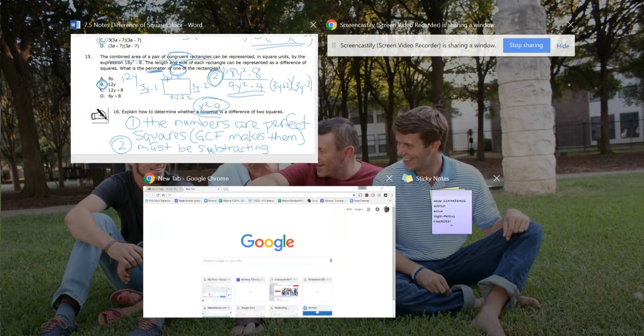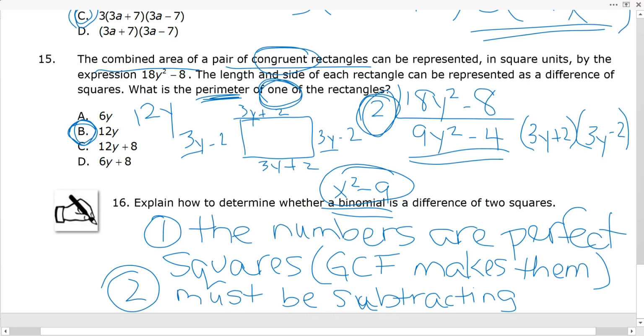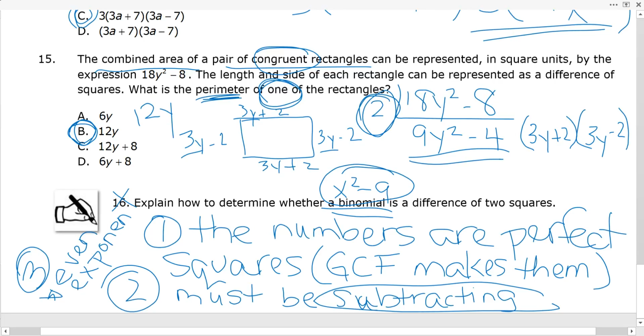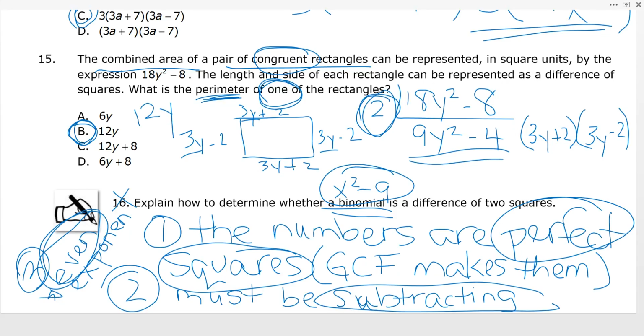And the third thing is, variable has to have even exponent. Can I just write even exponent? So it should be easy to recognize because it has to be a subtracting problem. There has to be perfect squares in the numbers, and the exponent has to be even. So those are the 3 things that have to be happening before you can just use this whole difference thing.